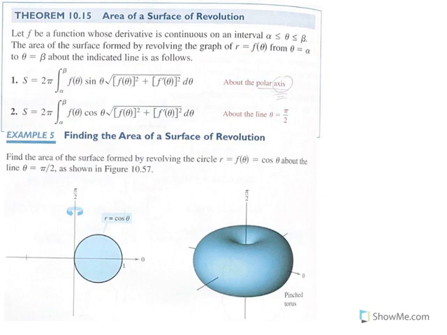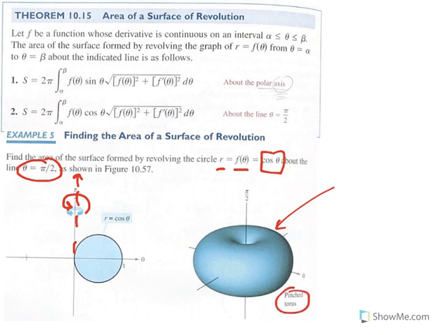Example 5, finding the area of a surface of revolution. Find the area of the surface formed by revolving the circle given by r equals f of theta, which is equal to cosine theta, about the line theta equals pi over 2, which is over here, as shown in the figure. So we want to take the circle and revolve it about the line theta equals pi over 2. And when we do that, this is the surface that we get. It is called a pinched torus.